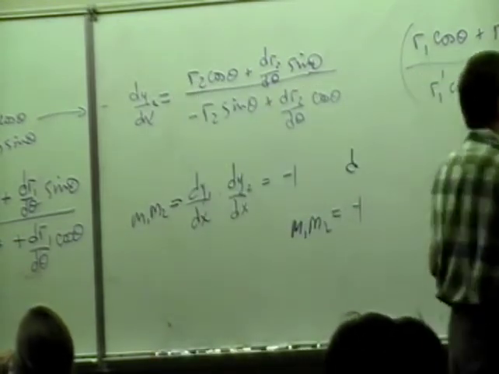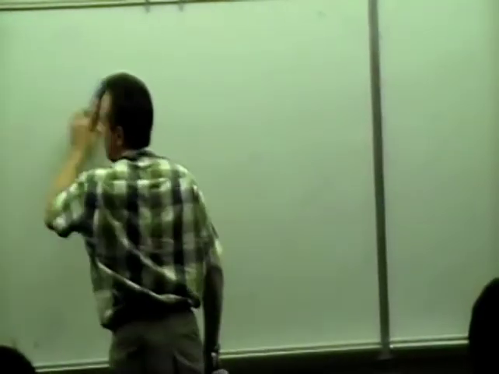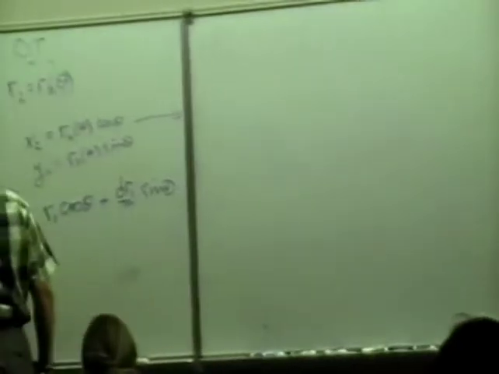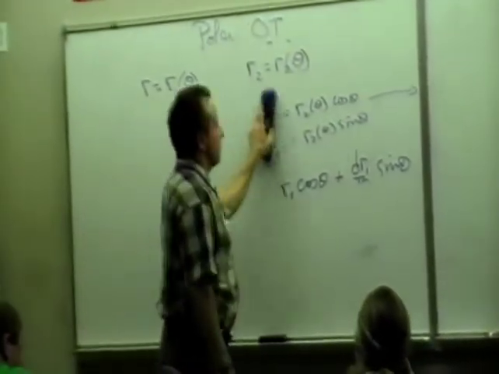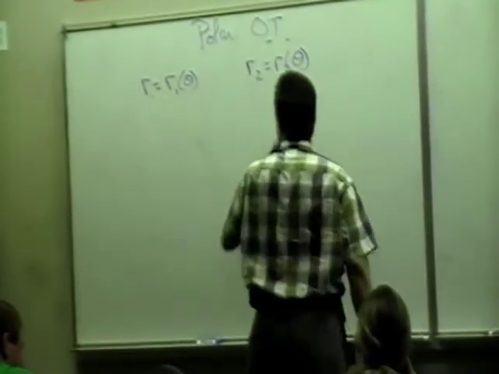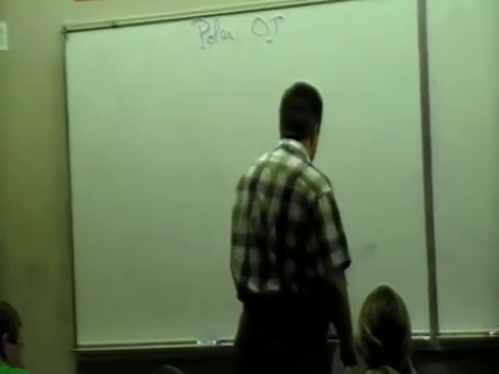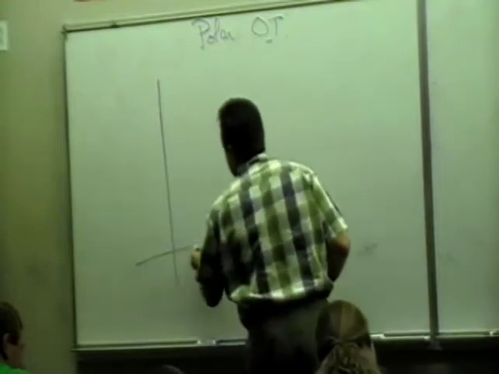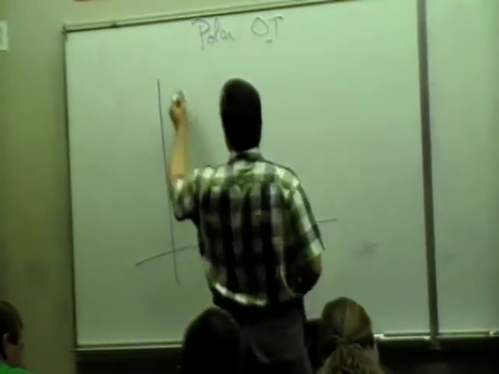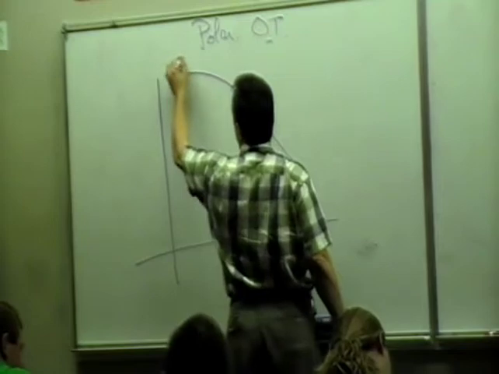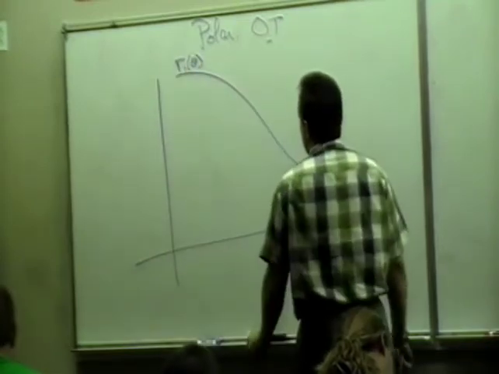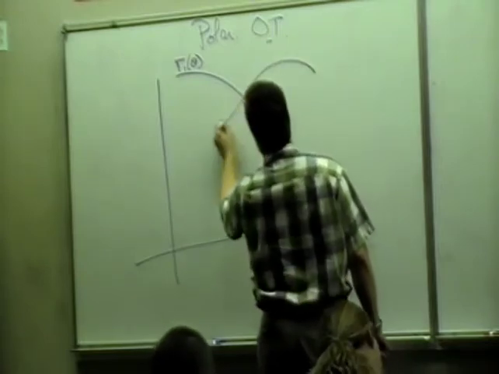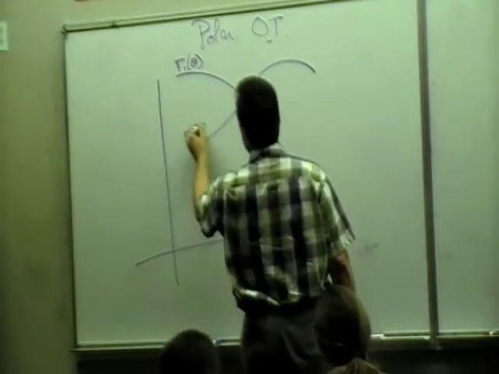So let's wipe this out. Although if you ever get stuck, you can do it that way. And let's look at how I'm going to treat orthogonal trajectories in polar. Let's say I have a polar curve, and we'll call this R1 of theta. And I have another polar curve. Let's do this. There's my R2 of theta.